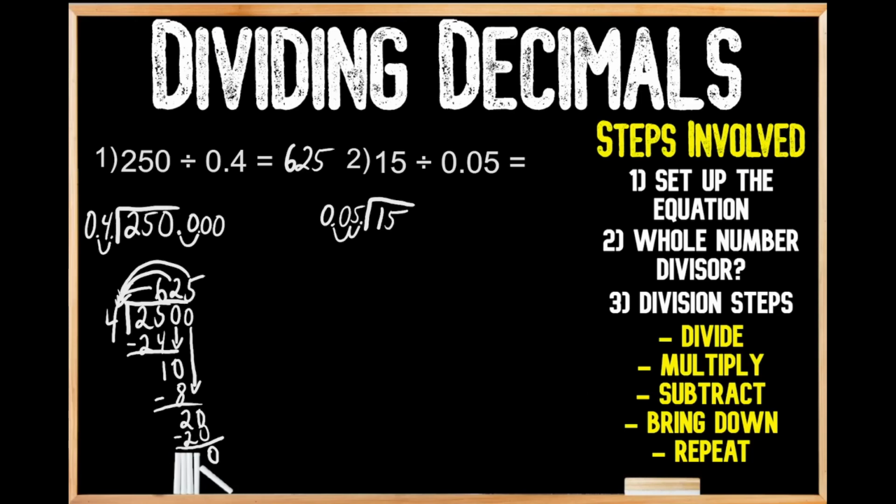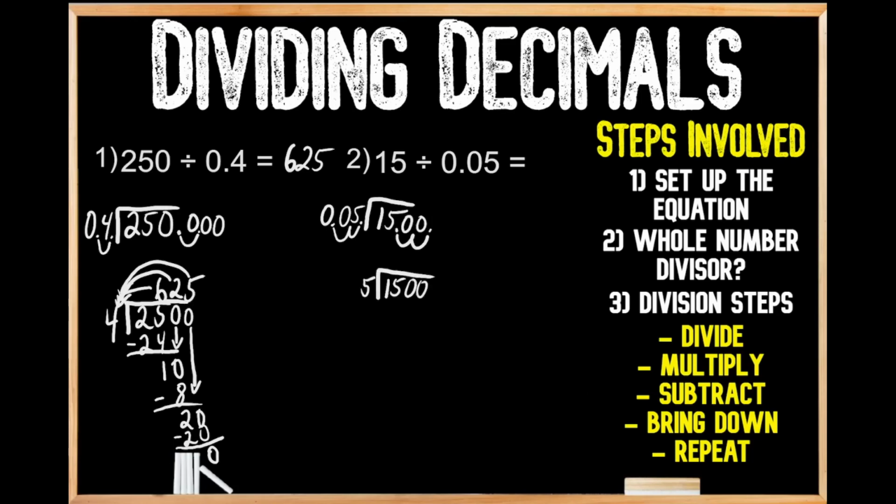But we need to make sure that we do the same thing to our dividend. And we'll remember that there is a decimal here. We just can't see it. We haven't written it. It's actually right here. So we're going to move this decimal 2 places to the right, 1, 2, and we're going to fill these empty spaces with 0, giving us 1500. So we're going to rewrite this equation now down below so that we can actually work through this problem. So we have a dividend of 1500, and we have a divisor of 5.